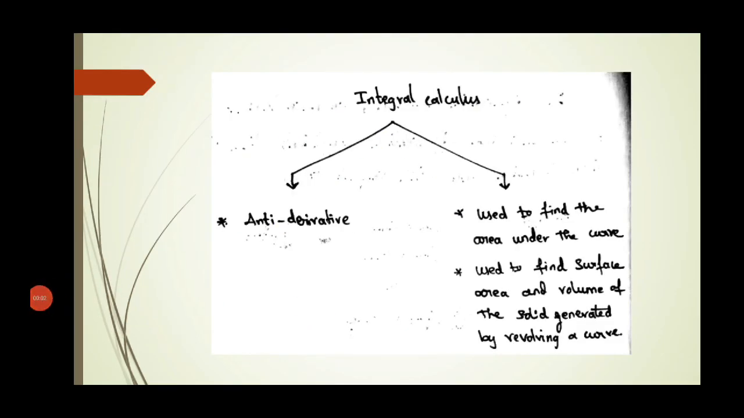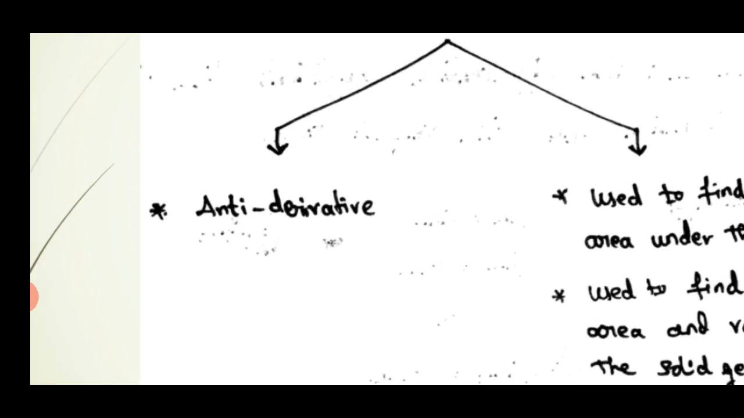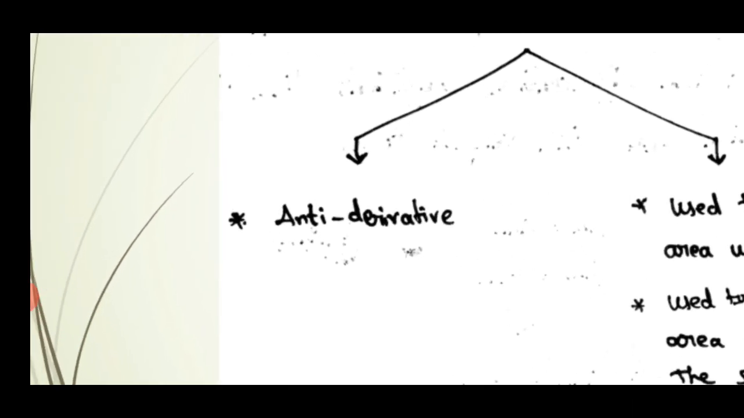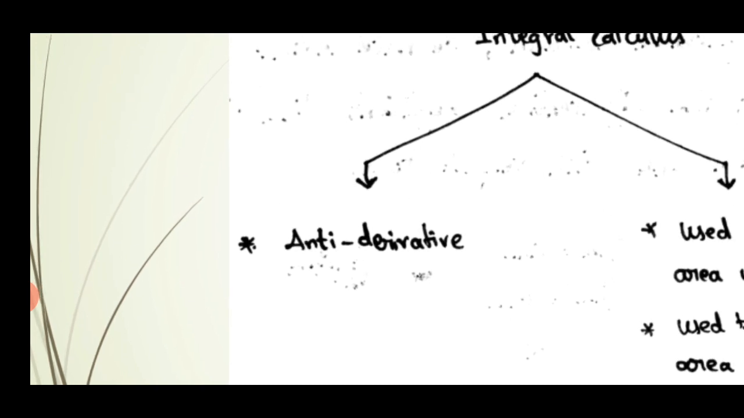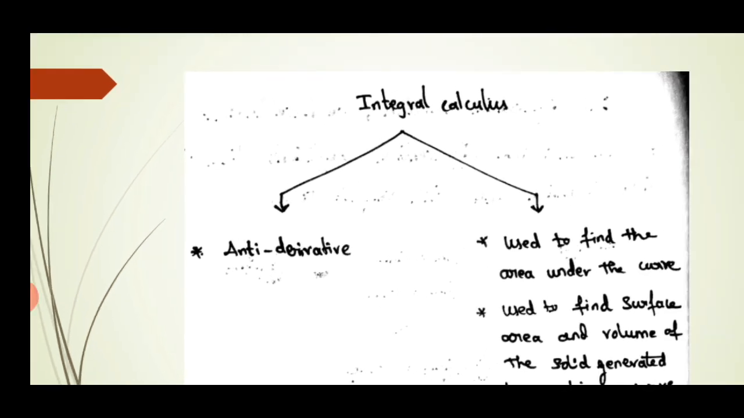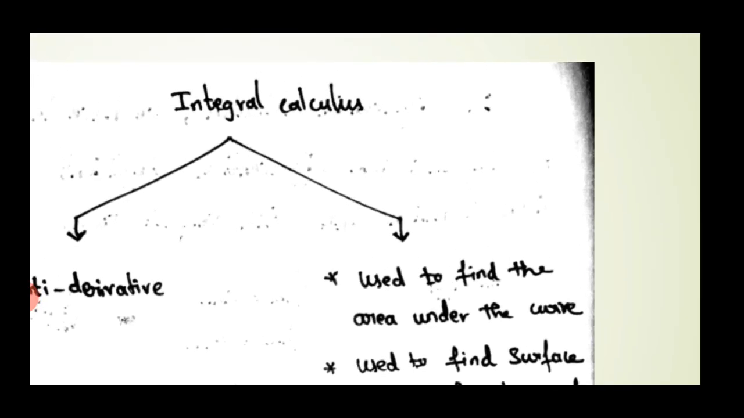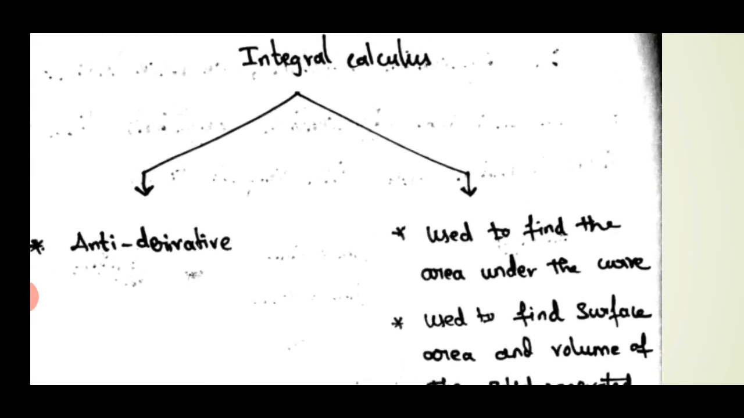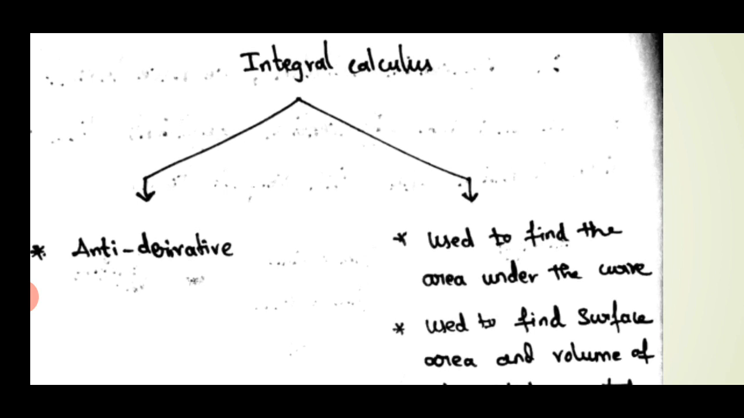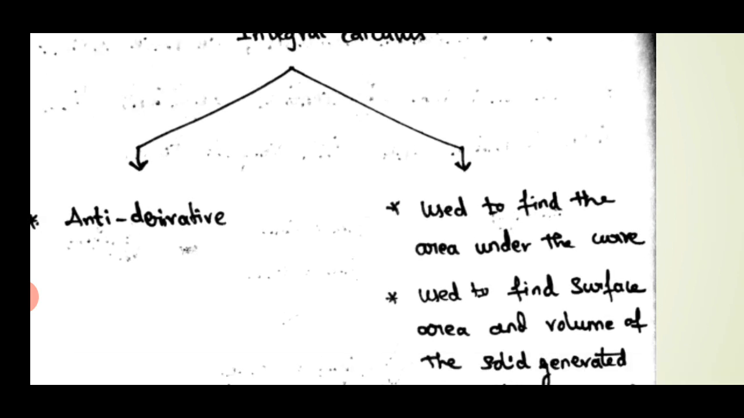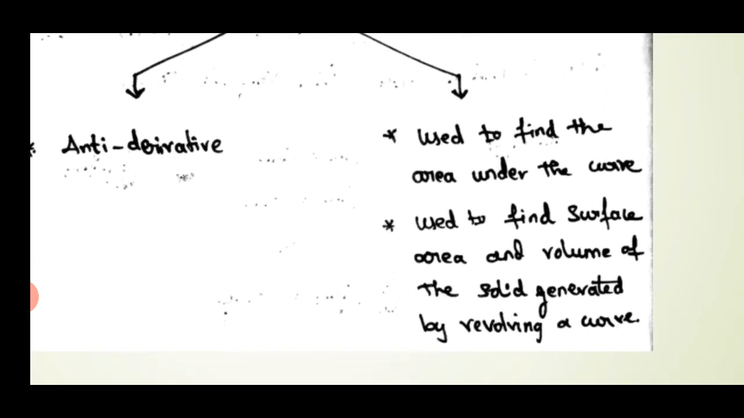So integral calculus is used in the following ways. The first branch is that it is used as an antiderivative. Antiderivative means the reverse process of differentiation. The second branch is that it is used to find the area under the curve. We all know the area of the rectangle and the area of the square, and we have standard formulas for those. But when we are asked to find the area under an indefinite curve, we can use the concept of integral calculus. That's why it is used to find the area under the curve.